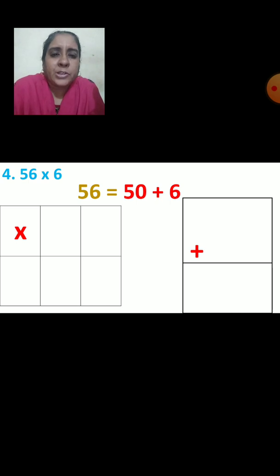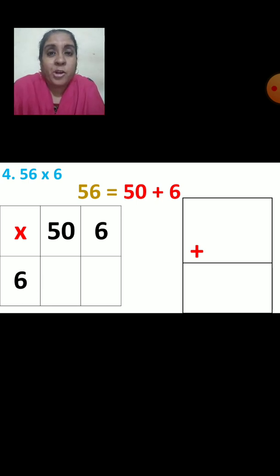So what will come in the first column? 50, right? And second column what you are going to write? 6. And down which number will come? 6. Very good. This is very important. You should write correctly. If you write other numbers in a wrong way, then your answer will also come wrong. So 56 and down 6 will come, and now you have to multiply. Now 50 table you don't know, right? As I told you, you can take one digit. 5 table you know, right?